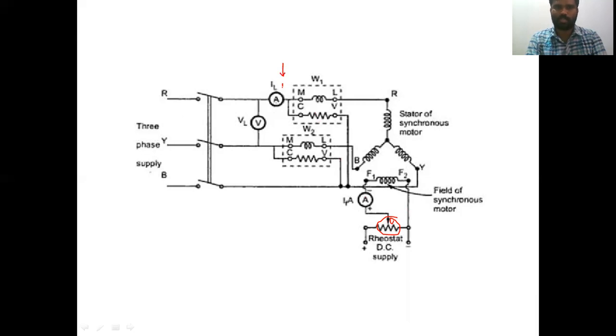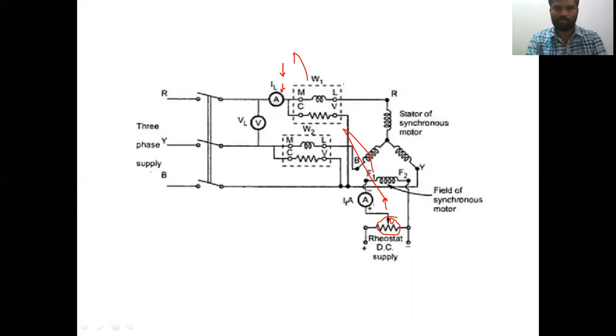The armature current can be read from this ammeter. At a particular point, this ammeter reading will be very minimum. Then if I increase the field current further, the armature current will rise again. So it will look like a V in shape. If you plot the graph for these two ammeters, you will get V curves.